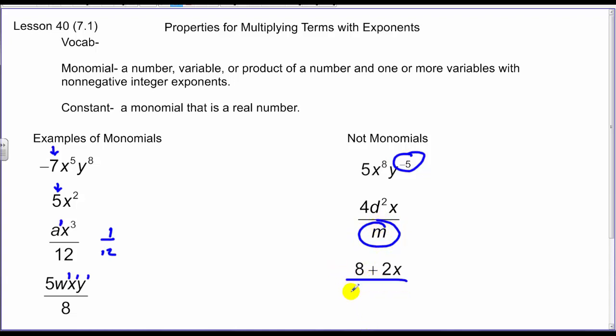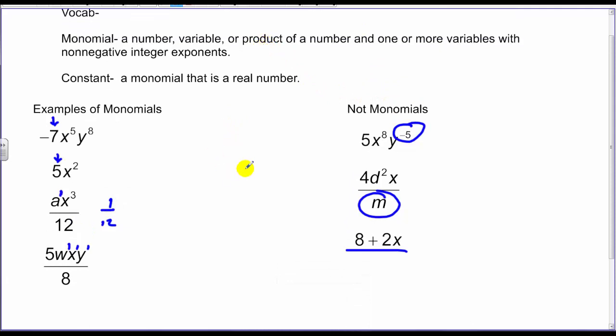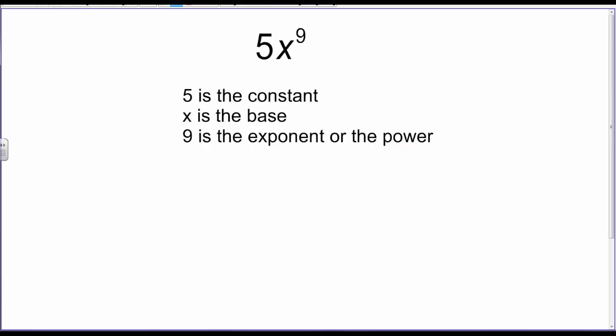This is not a monomial because there are two terms linked by addition, and it clearly states in our definition that we have to have a product of a number and one or more variables, not a sum. So let's go through. In this term, 5 is a constant in this case. It's also called a coefficient. X we call the base, and 9 is our exponent. Sometimes people will call them powers.